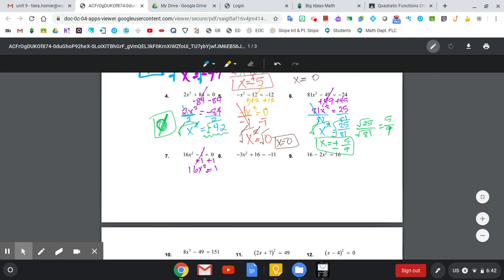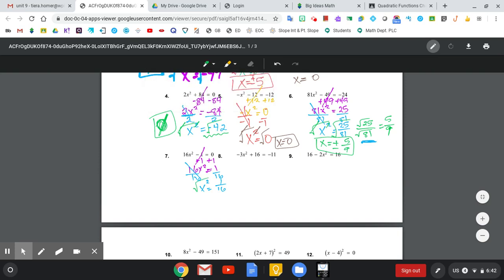My x squared still isn't by itself. It has this 16 in front of it. When it's in front of it without a plus or a minus sign between, that means multiply. So we're going to divide by 16 on both sides. So I get x squared equals 1 over 16. Now, from here, you can do either step that we did on number 6. You can separate it like we did over here, or you can just put it in the calculator 1 over 16. Okay, so that's up to you, whichever method you want to use.